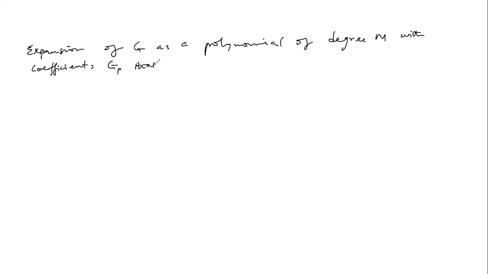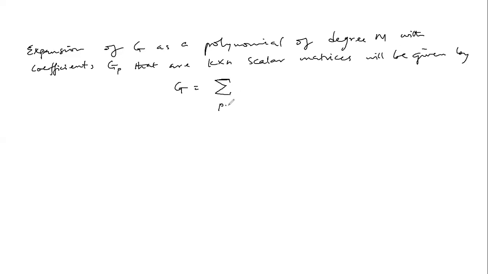Now, if we assume that the expansion of G as a polynomial of degree n with coefficients G sub p such that they are k by n scalar matrices, will be given by G the same as the summation for p equal to 0 to n of G sub p x to the power of p.